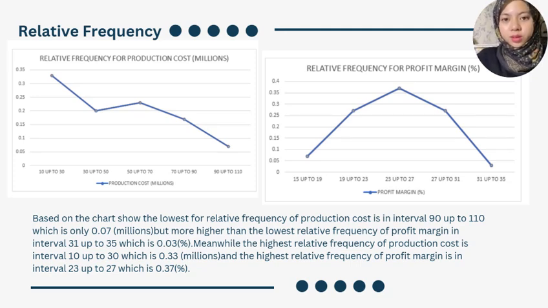In conclusion, for production cost, the distribution is skewed toward the lowest range, with most costs falling in the 10 up to 30 range. For the profit margin, the distribution is centered around the 23 up to 27 range, forming a bell-shaped curve that indicates a more symmetrical or normal distribution.